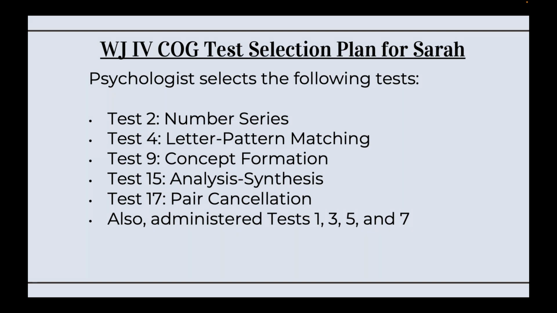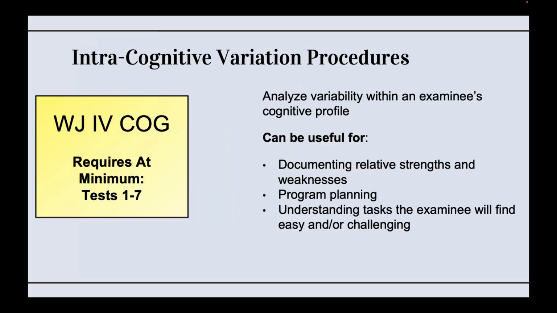Lastly, you'll see that there are some other tests that are listed, tests 1, 3, 5, and 7. And those tests are administered in order for the examiner to be able to use the intracognitive variation procedures. Just like the WJ4 achievement variation procedures, the COG variation procedures allow this psychologist to identify the presence of specific personal strengths and weaknesses in this student's score profile.